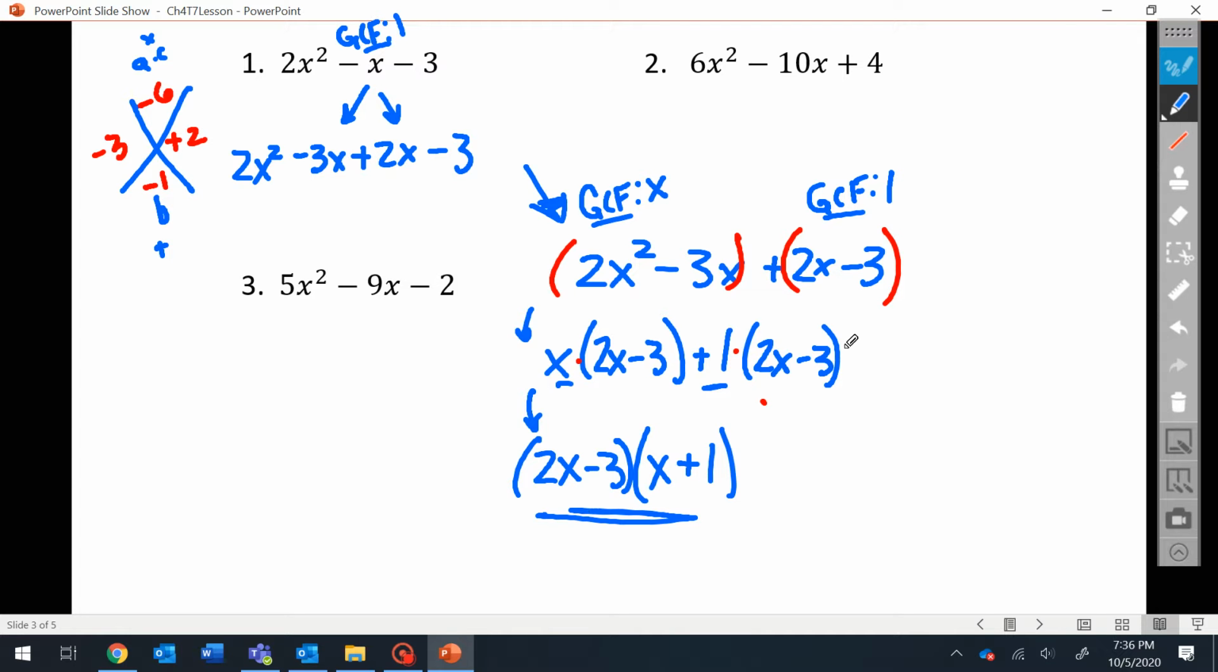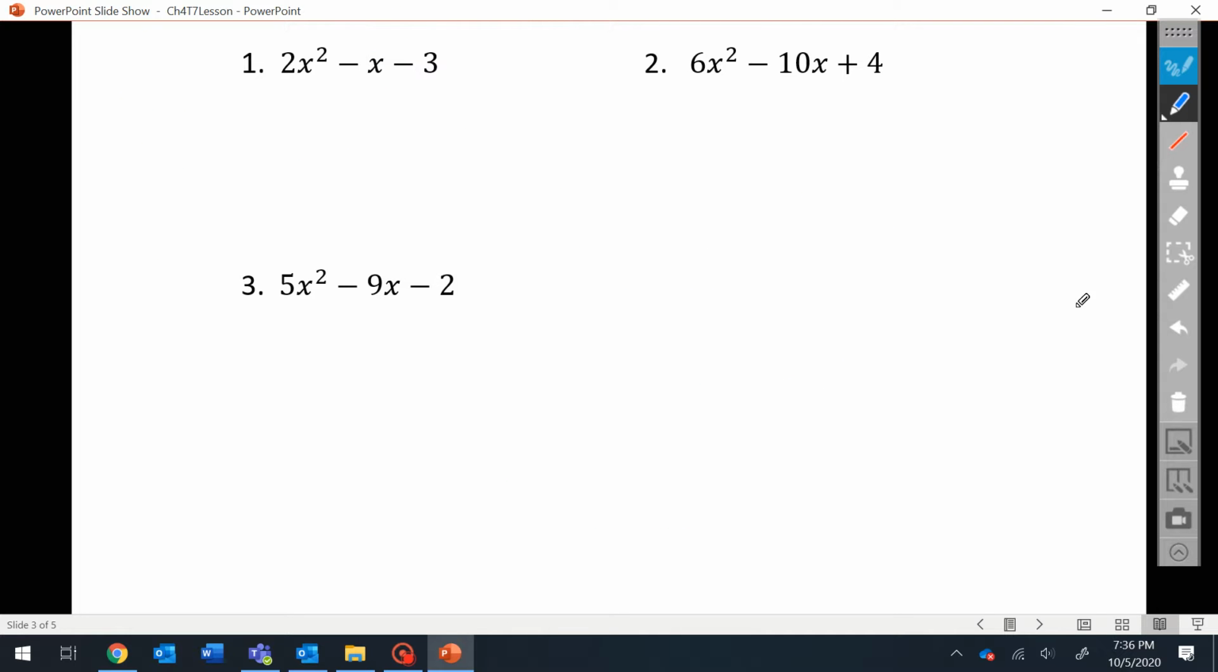Alright, 2x minus 3, x plus 1. Alright, if we look at number 2, this actually has a GCF that we have to factor out before we begin. The GCF here is 2. So we need to factor out that 2 before we start. So we're going to have 3x squared minus 5x plus 2.